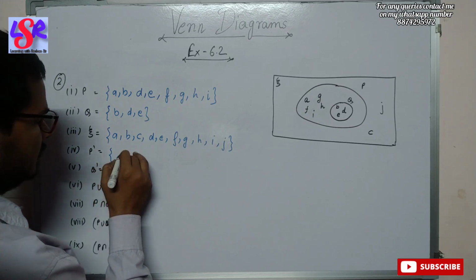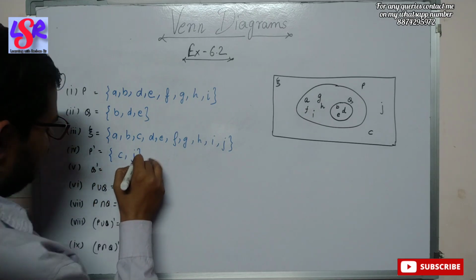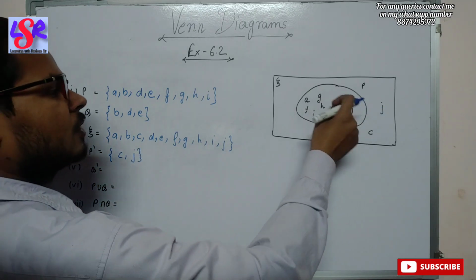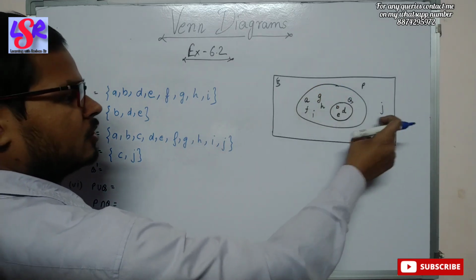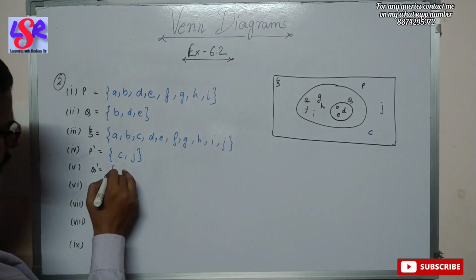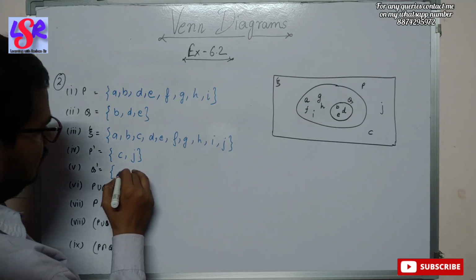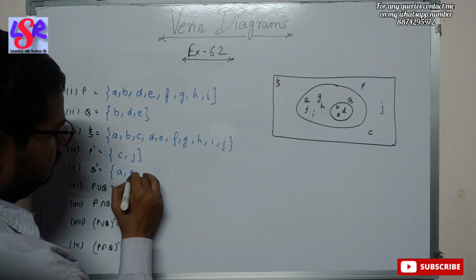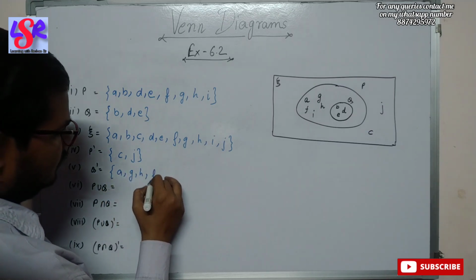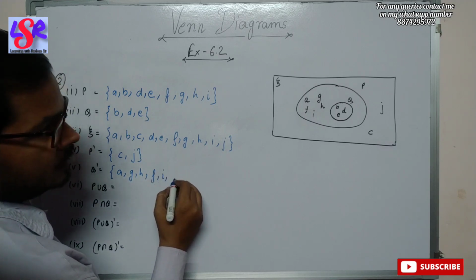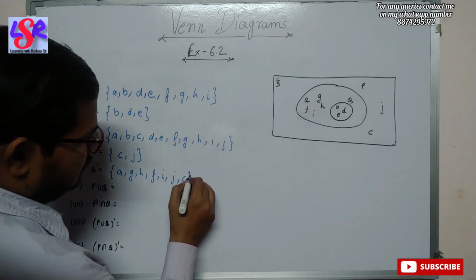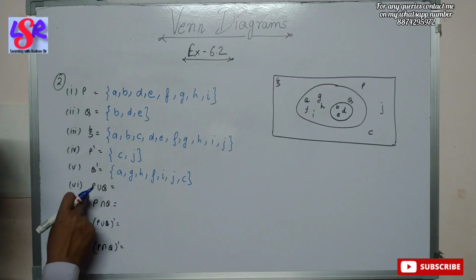That is C and J. Then we have Q complement. Q complement में ये 5 नंबर और ये दो नंबर्स को हम लोग कंसिडर करेंगे. So we have A, G, H, F, I, then J and C. Then we have P union Q.